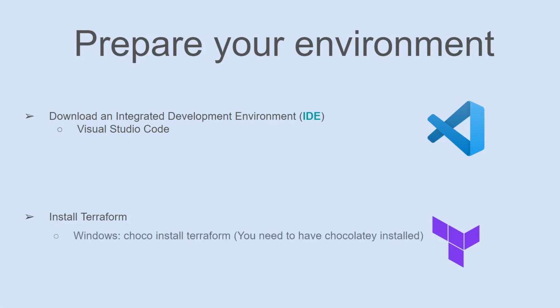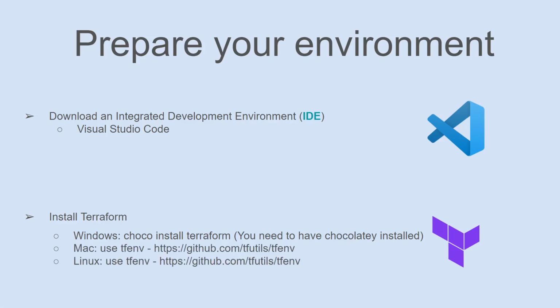If you are using Windows, I suggest you first install Choco and then use the command line choco install terraform. If you are using Mac or Linux, I strongly advise you use tfenv. I'm going to show you how to use this. This is a tool where you can manage all of your versions of Terraform on your machine. And don't worry, I'm leaving everything you need in the description.